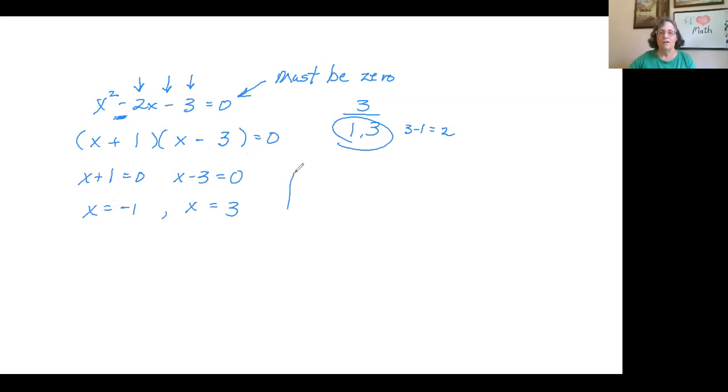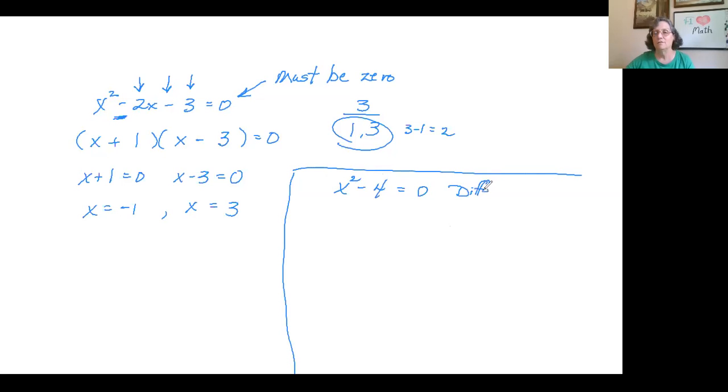Now let's look at one other example. What if we had, say, x squared minus 4 equals 0? This is a difference of squares. This is your best friend when it comes to factoring. If you have a square, and x squared is obviously something squared, minus, hence it's called a difference, another square, and 4 we know is 2 squared.